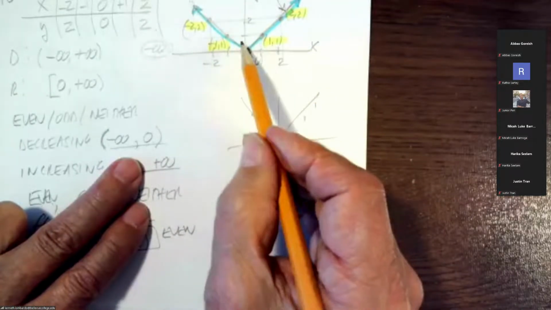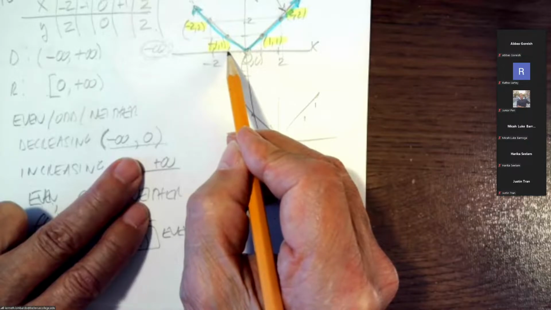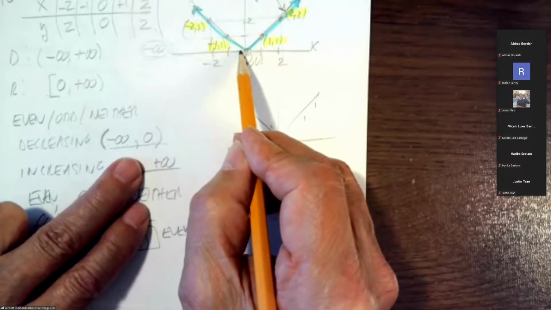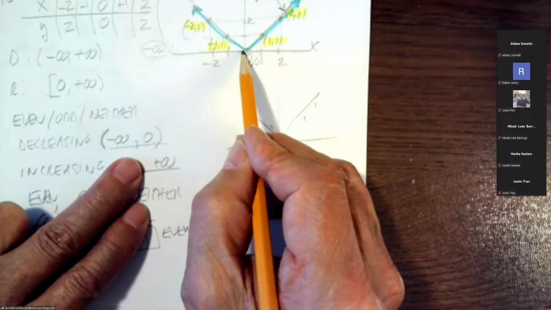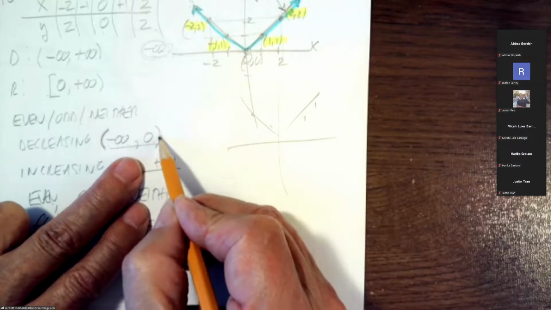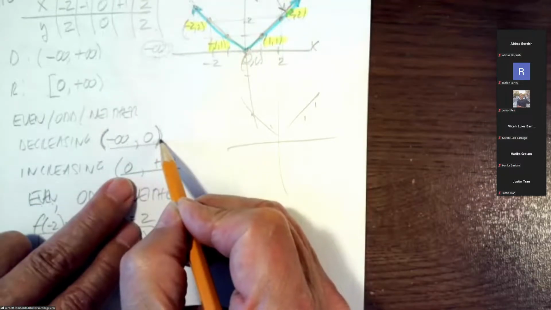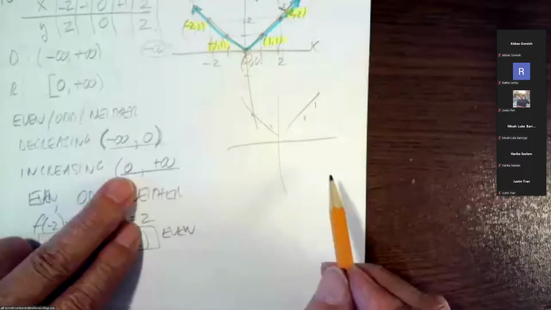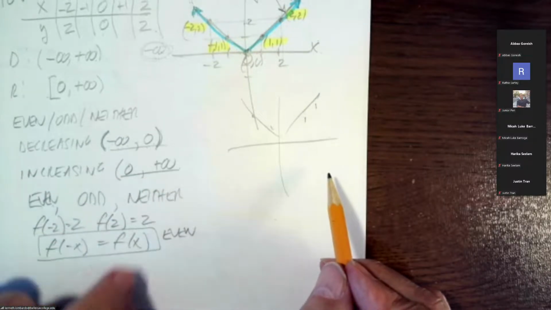It's always decreasing. At -1, it's decreasing. At -0.5, it's decreasing. At -0.1, it's decreasing. At -0.001, it's decreasing. But when it gets to 0, it's no longer decreasing. So we don't include the 0. Does that help? Yeah, it helps clear some stuff more. Thank you. Okay, good.